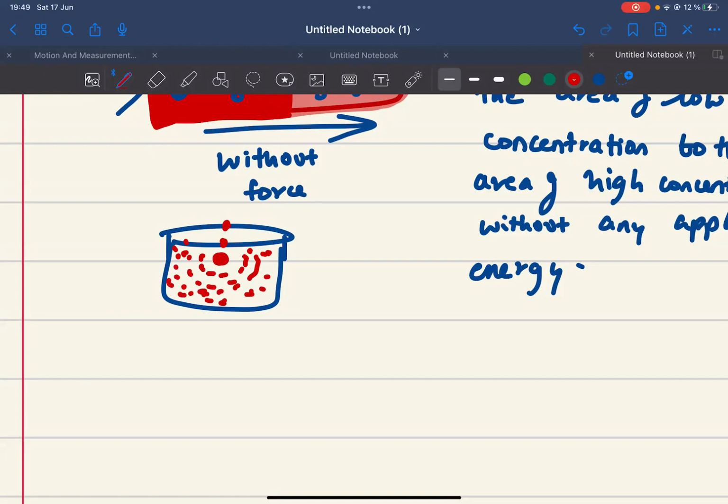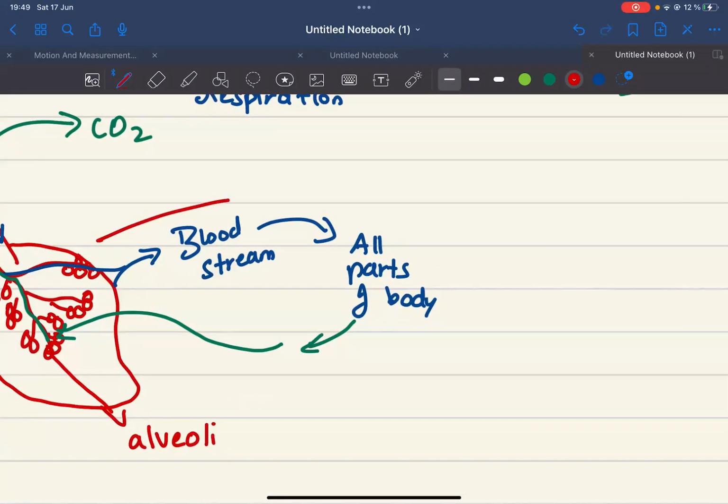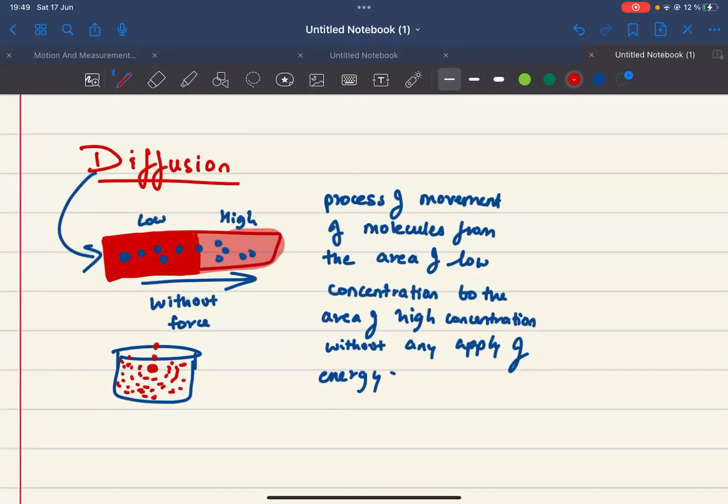The same principle is used when you are breathing gases. You know that from your lungs, it goes to the bloodstream to all parts of the body. So this is diffusion. It is getting diffused. Am I clear? Yes, ma'am. Okay.